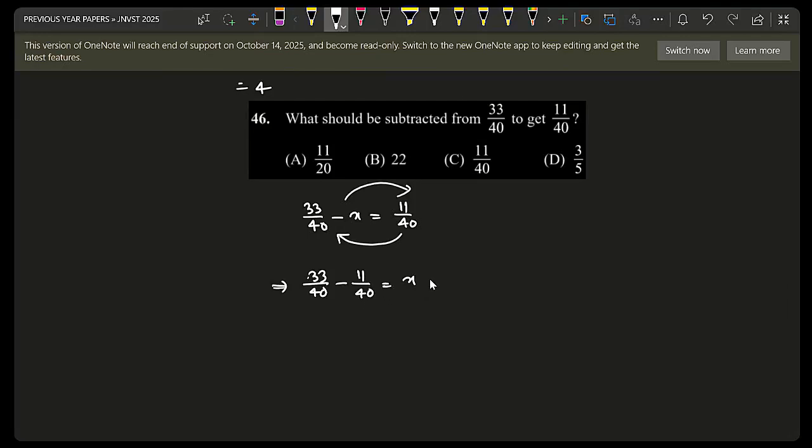So nothing I did, I just transposed. Minus x will become plus x, plus 11 by 40 will become minus 11 by 40. These two are like fractions, so we can simplify directly. 33 minus 11 is 22. 22 by 40 will give you x. Now we can do cancellation. 2 11s are 22 and 2 20s are 40. So we're getting the value of x as 11 by 20. Okay, option A is correct. Any doubts in this, students? Students, you have any doubt in this? No. Moving to the next one.